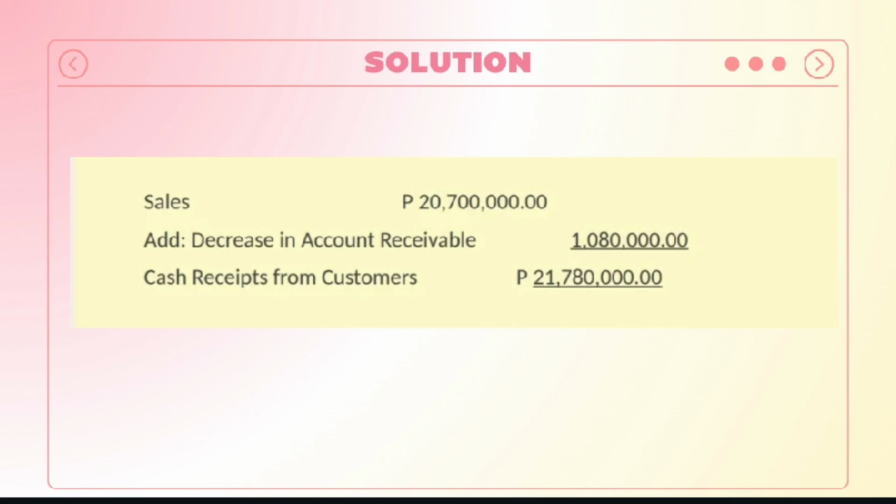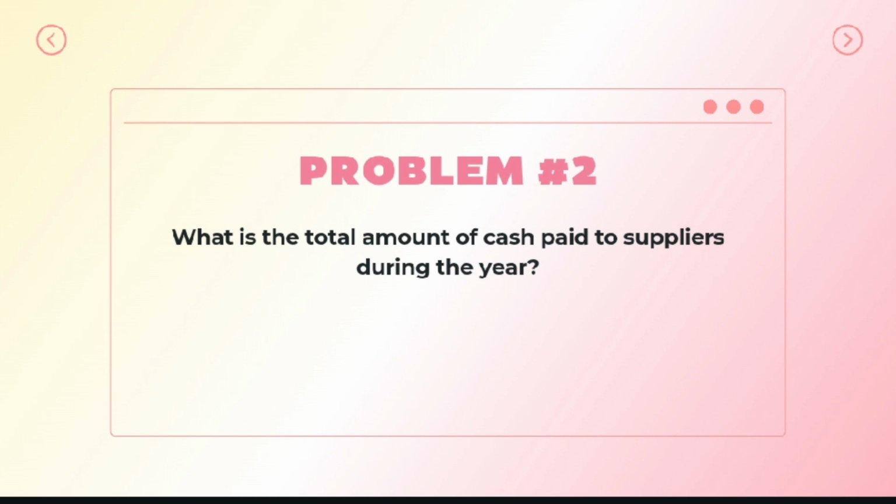So 20,700,000, that is sales, plus 1,080,000, that is decrease in accounts receivable, equals 21,780,000. Therefore, the total amount of cash received from customers during the year is 21,780,000. Problem 2. What is the total amount of cash paid to suppliers during the year?